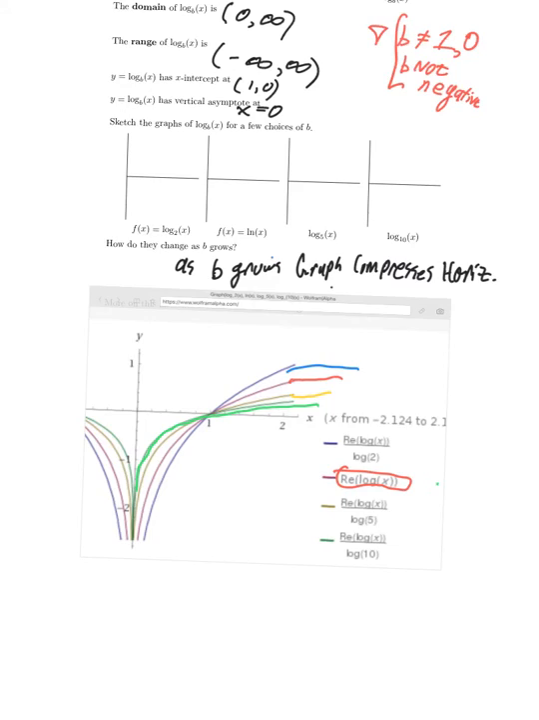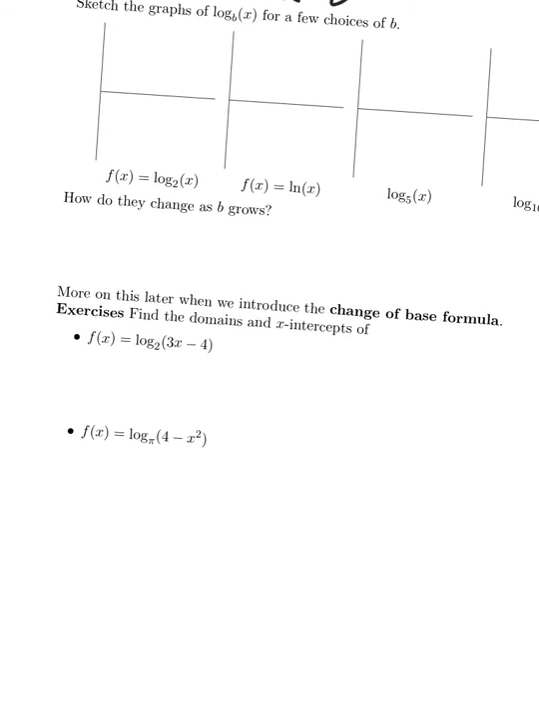I'm going to try to fix something. All right, and we're back. So the last few things I want to do is, so that's a sales pitch for the change of basis formula, the thing we just did. So let's find the domains and intercepts of some of these graphs. I won't try to actually graph them. Let's do it manually. So I want to find the domain of this function, log base 2 of 3x minus 4. So that means I want to solve the inequality 3x minus 4 is bigger than 0.